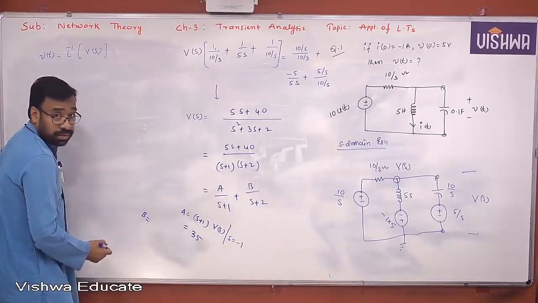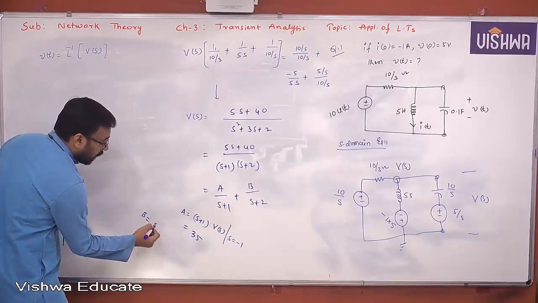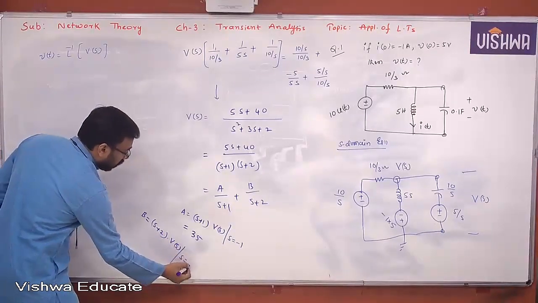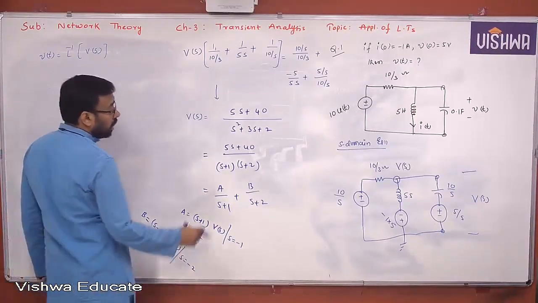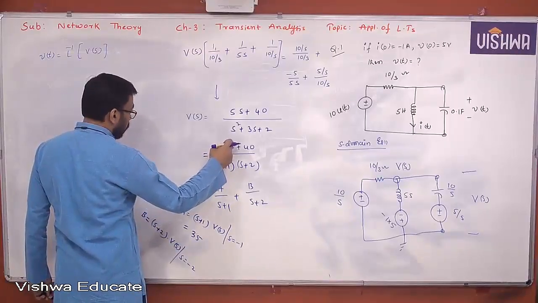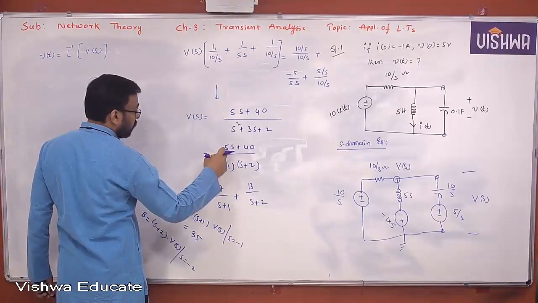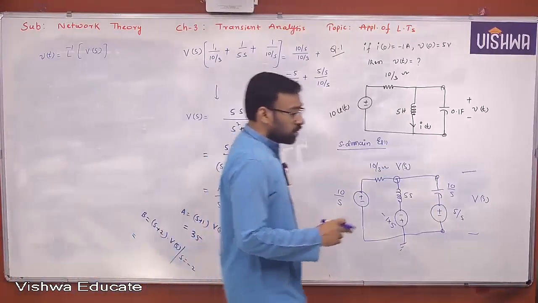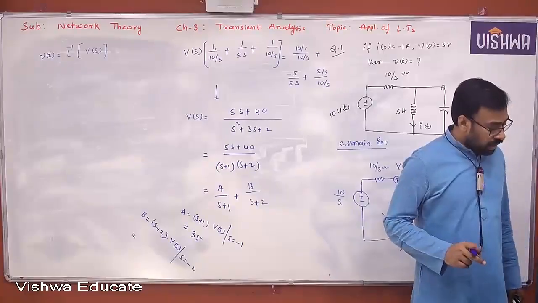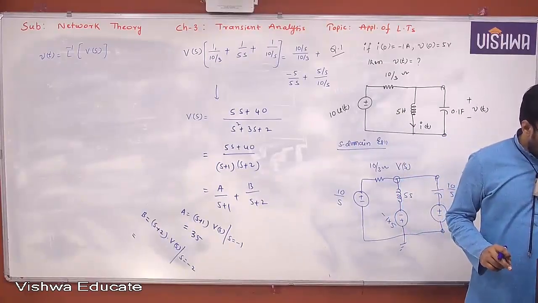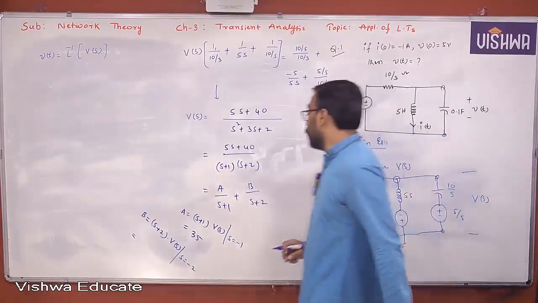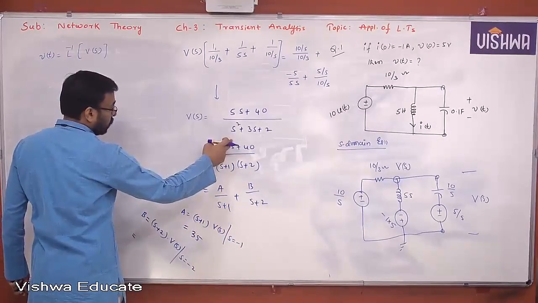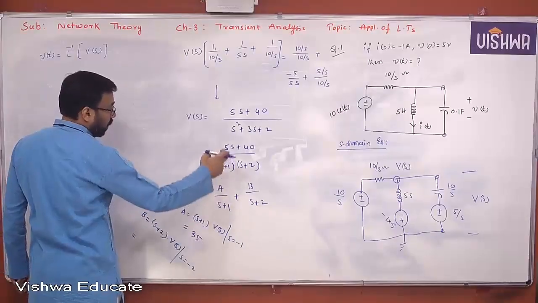What about B? B is nothing but S plus 2 into V of S, S is equal to what? Minus 2. You can substitute S is equal to minus 2. When you substitute S is equal to minus 2, this becomes minus 10. Okay. So just a minute. So what you get actually here? S is equal to minus 2 if you substitute.